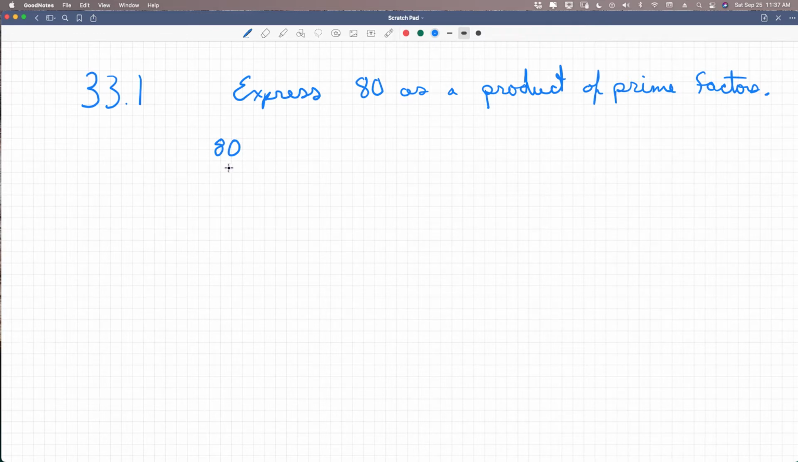And a factor tree is kind of like a family tree. You have the little branches. So we have 2 times 40. And I start with the smallest prime number that I can. And those prime numbers are 2, 3, 5, 7, 11, 13, 17, 19, 23. These are all prime numbers. You can only get them by multiplying them times 1 and themselves.